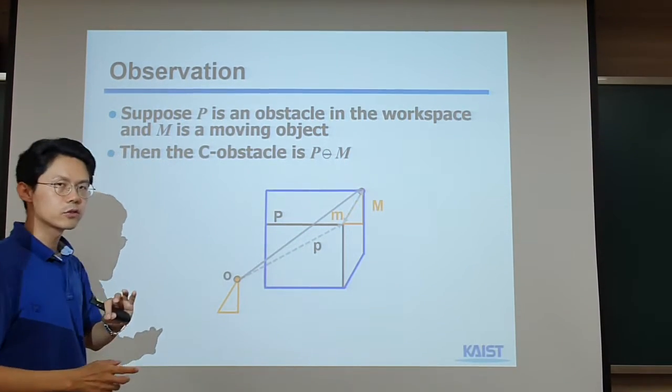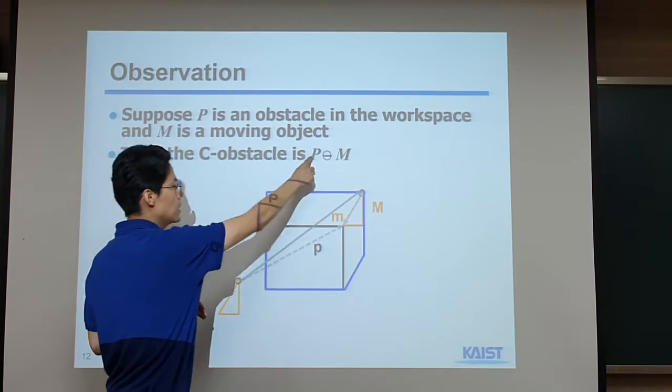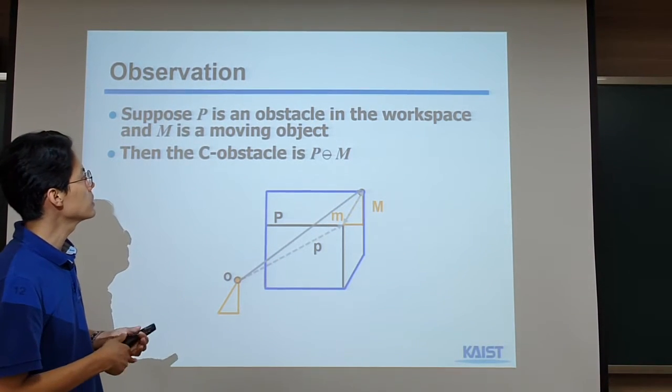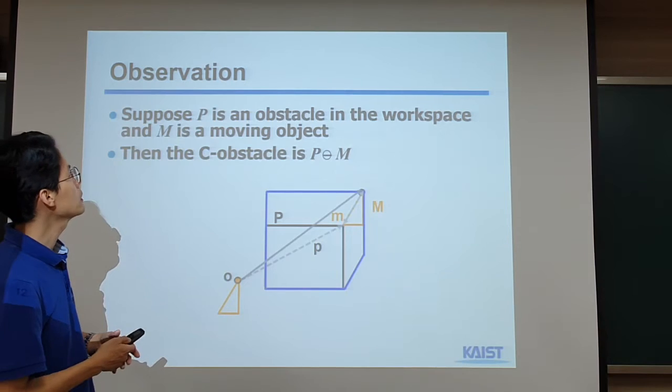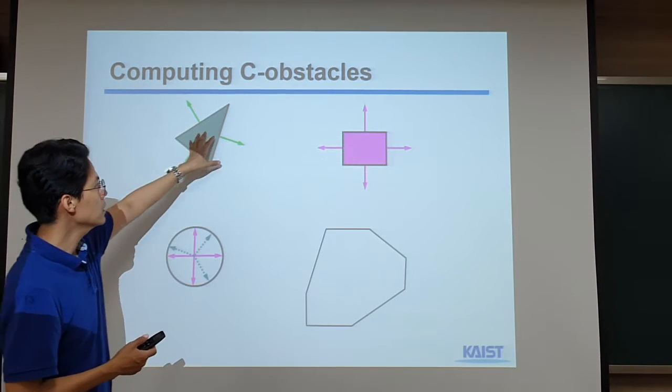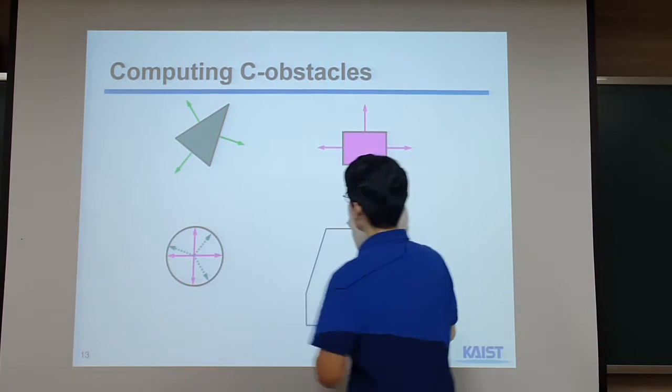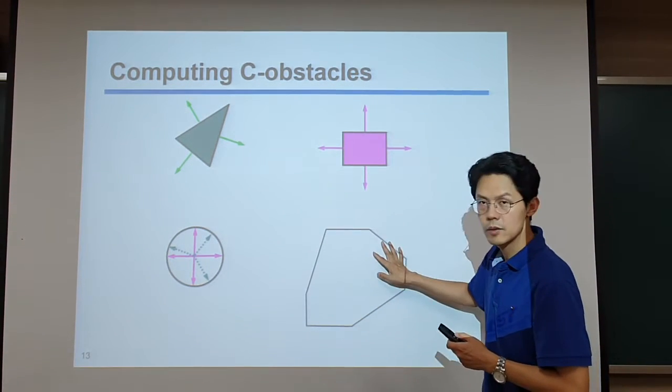but this also corresponds to the Minkowski sum between P and minus M. So actually I will just use that. We can just use the Minkowski sum for computing the C obstacle space. Then here, if we do the Minkowski sum between these two convex shapes, we can have this one, right? We can have this kind of polygon shape.